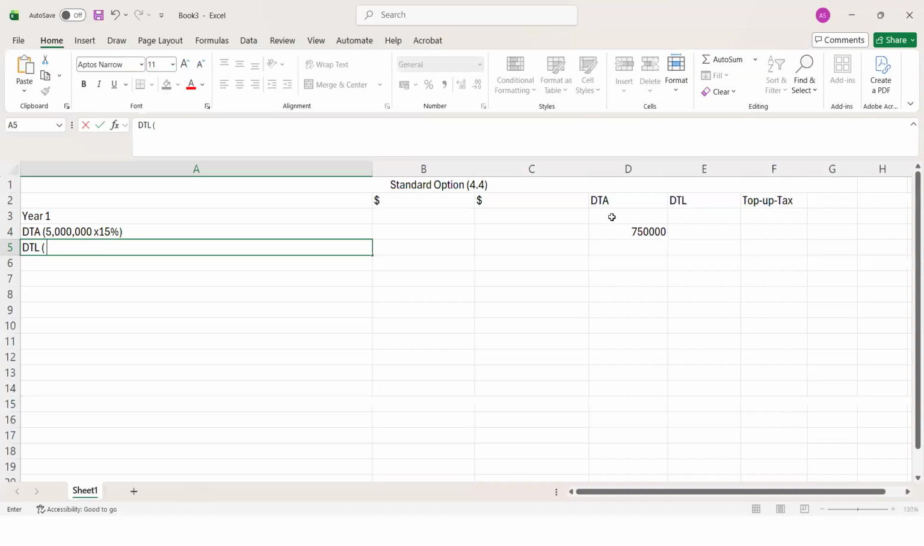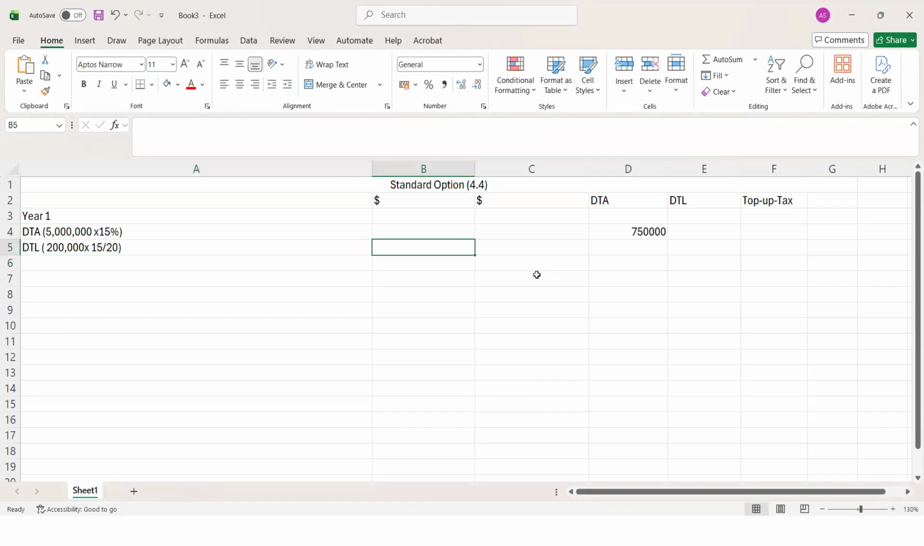So DTL is going to be what? 200,000 is what is calculated at 10%, divided by 15 by 20. Yes, this also I can recast upward, right? DTAs and DTLs I can recast upward. Yes or no? So this is going to be my DTL.